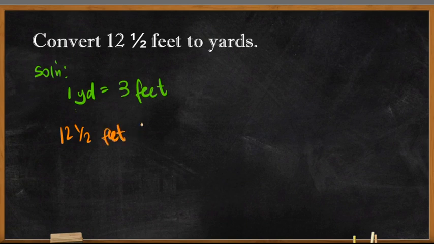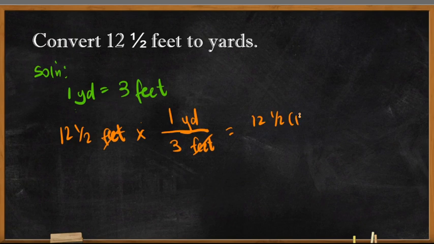We multiply that by a conversion factor in which our feet is below, in the denominator, so that is 3 feet. Then the yard will be above, so that's why we will end up with yards. Now we are going to cancel the feet, so we will end up with 12.5 times 1 yard over 3. In your calculator, you will not input the yard. You just input the number, no need to input the unit.